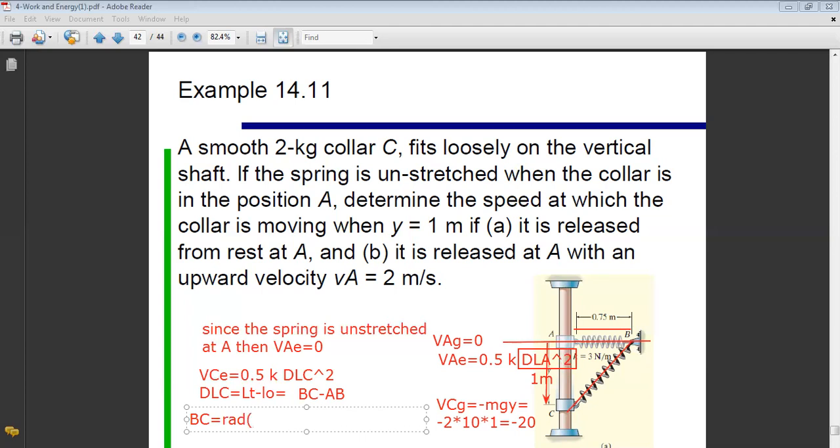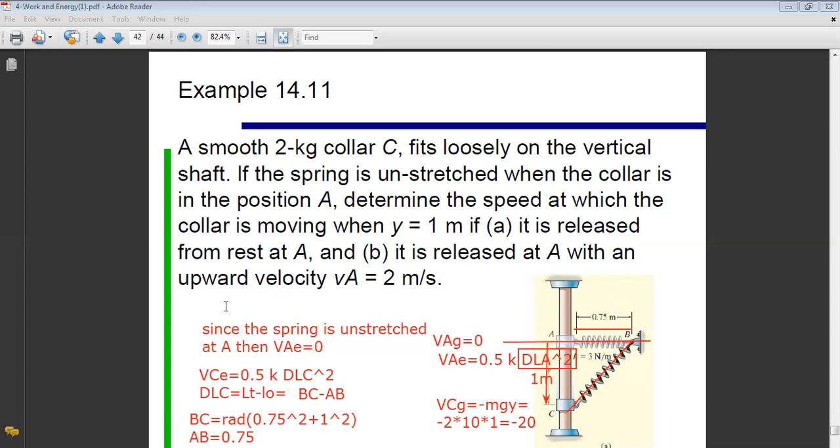Radical of 0.75 squared plus 1 squared plus 1 squared. And for L0, for AB, it's given AB is equal to 0.75. So now all I have to do is replace in delta L at C and calculate the corresponding tension at point C. Once I calculate this, I can go back to my conservation of mechanical energy.